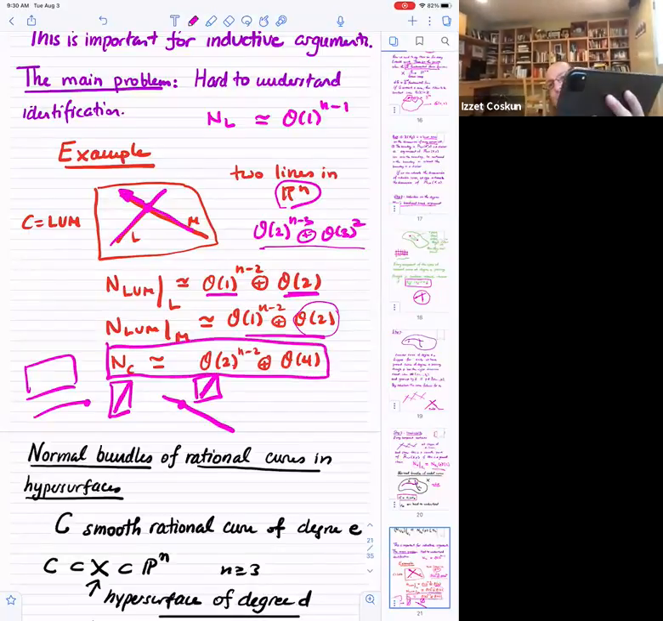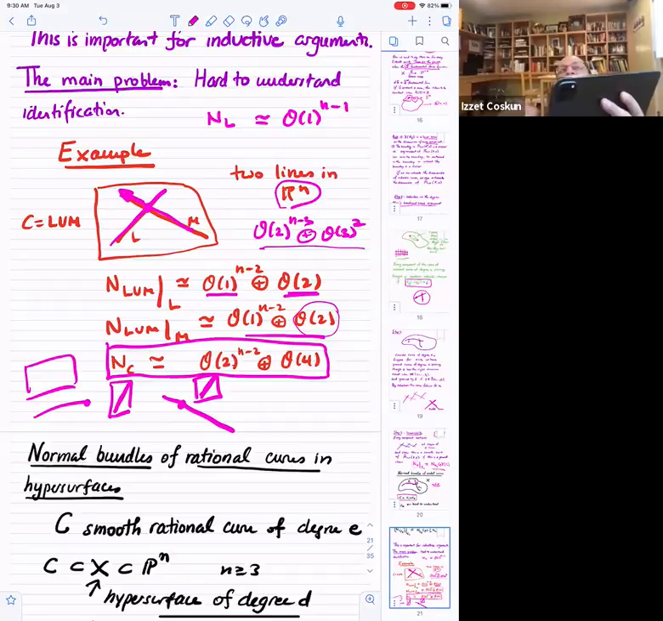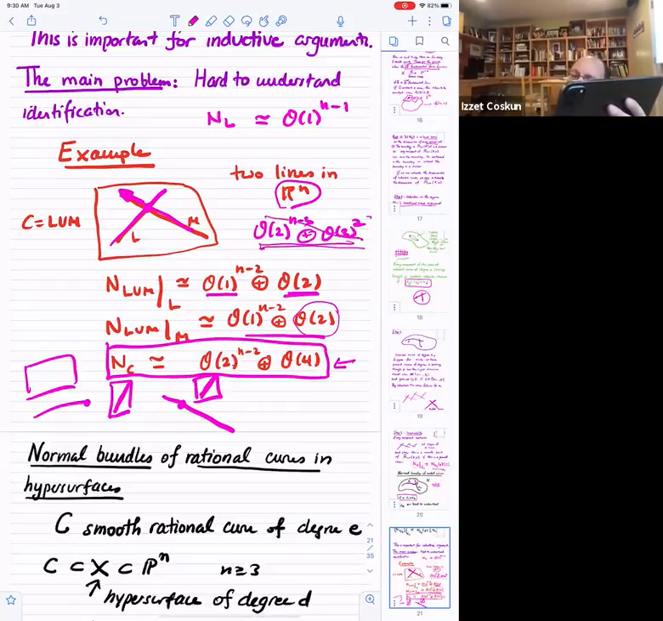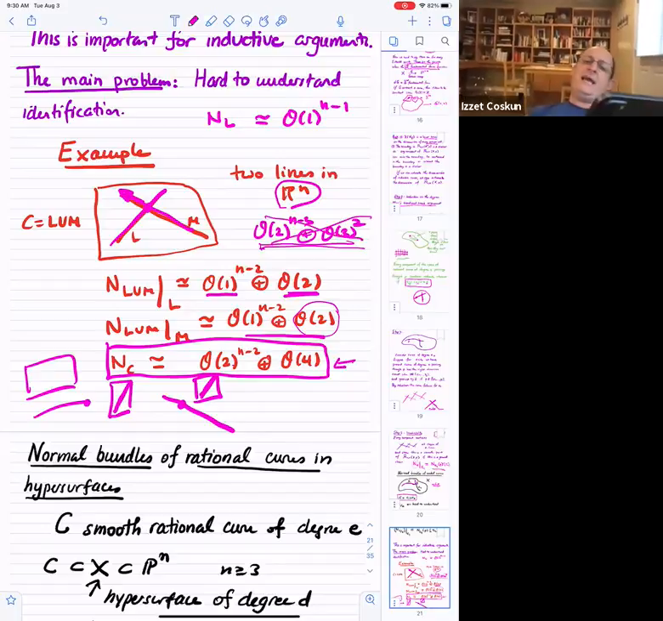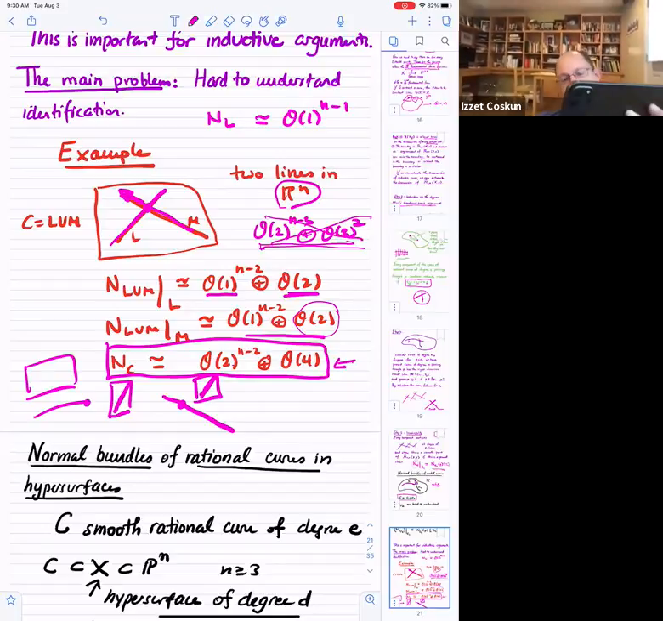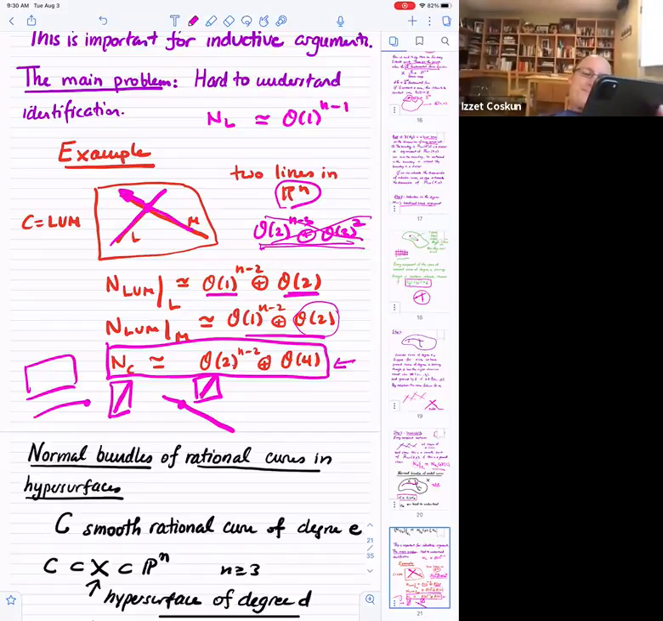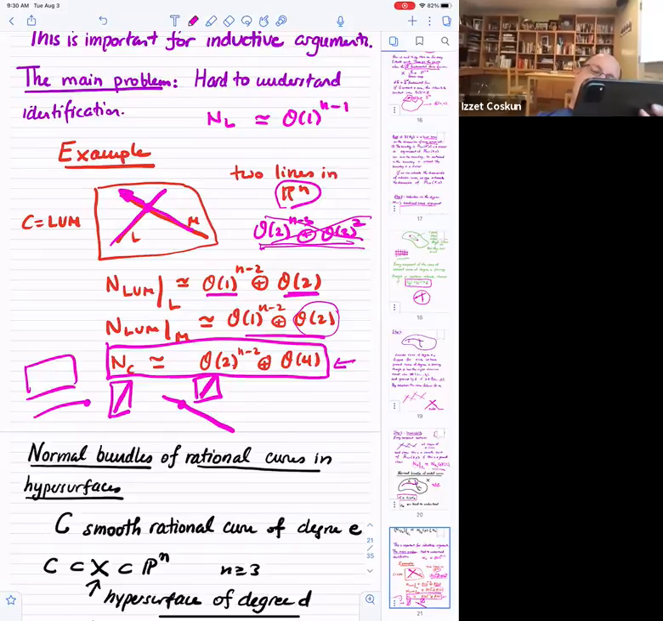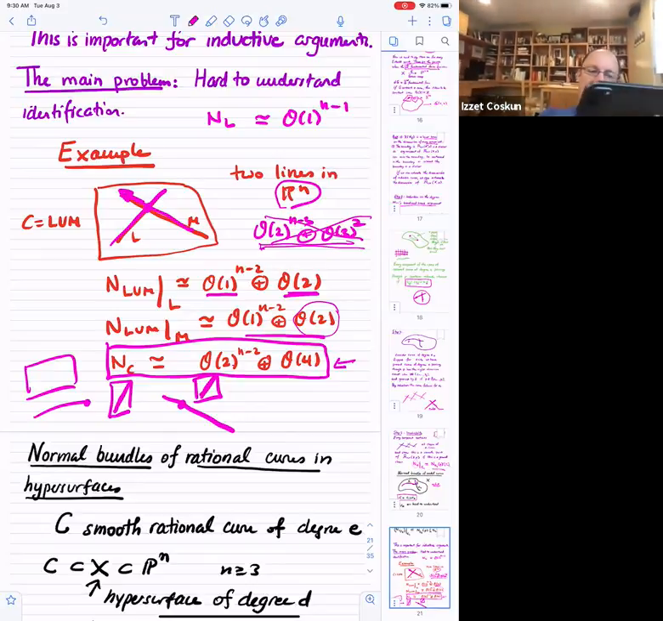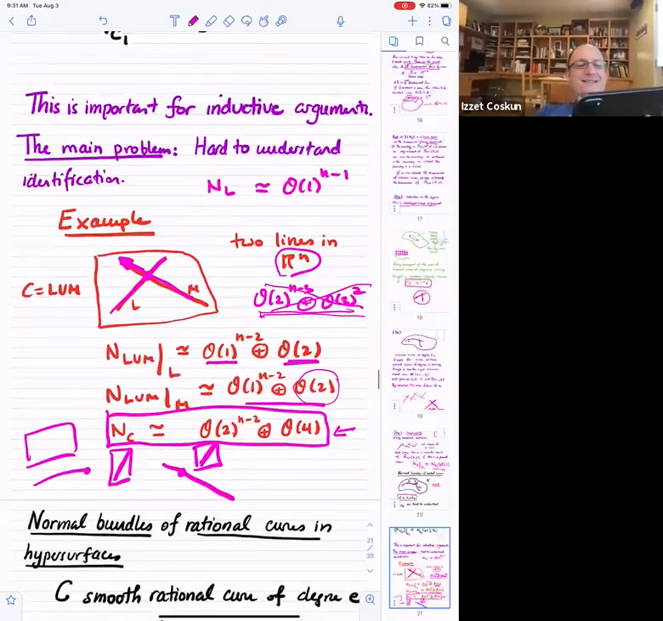The reason is that we know the normal bundle of a conic. I know the normal bundle of a conic is like this. If I take the union of the lines and deform it, this is what I'm going to get instead of this, right? So this identification is not well understood, and this is a significant problem, okay? So you can ask, for instance, that's the next question that I want to ask.